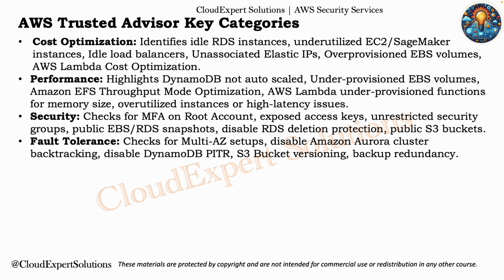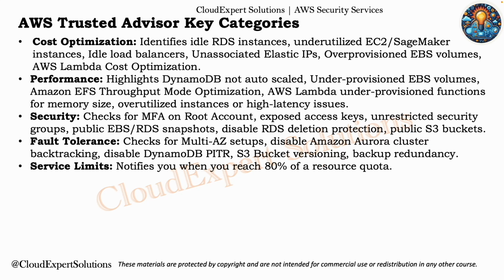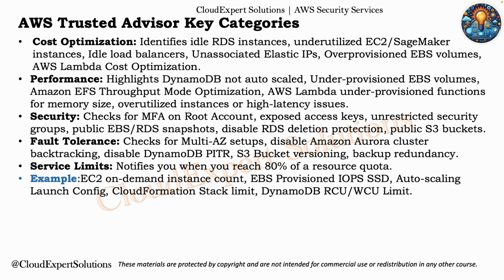One of the most important ones is service limits. It warns you when you are at 80% capacity of a service quota, so you can request an increase before it's too late for you. Examples are EC2 on-demand instance count, or maybe EBS provisioned IOPS SSD volume, or maybe auto-scaling launch configuration, maybe DynamoDB read capacity unit or write capacity unit limit, and others. For all AWS resources, AWS has configured a soft limit, and that is to prevent any misuse. You can request AWS support to enhance these limits for you, and then you will have access to bigger quotas.